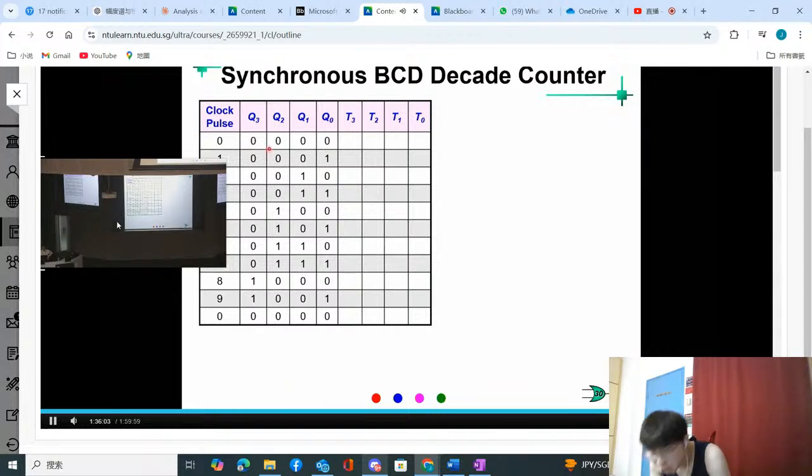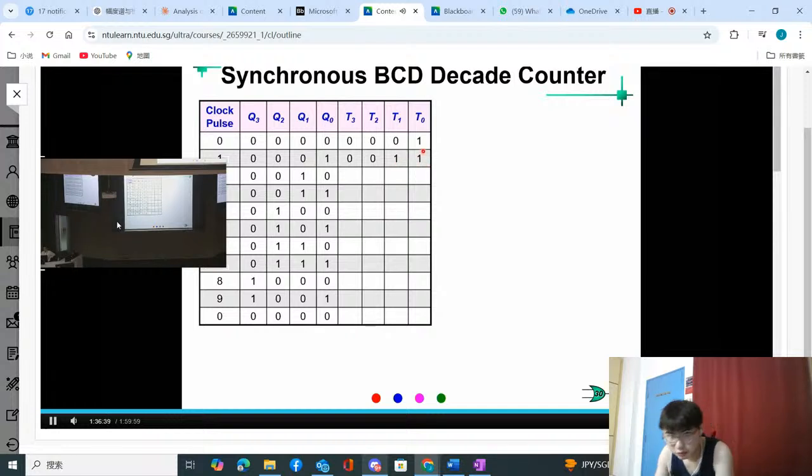So the current state is 0, 0, 0, 0. Next state, what is it? Next state is 0, 0, 0, 1. Okay? And this 0, 0, 0, 1, what is the next state? Next state is 0, 0, 1, 0. But because I'm going to the 0, 0, 1, 0 next state, I'm using the T flip-flop. For the T flip-flop, a change from here to here is a toggle, a change from here to here is a toggle. So the T input is toggle, so T1 is 1, T0 is 1.